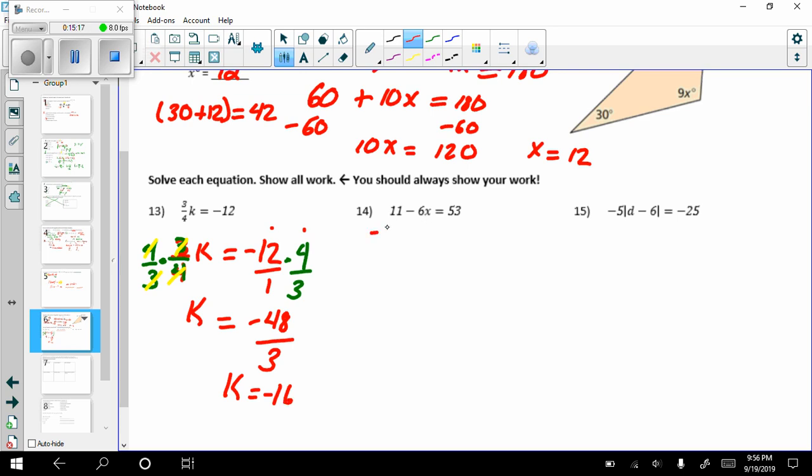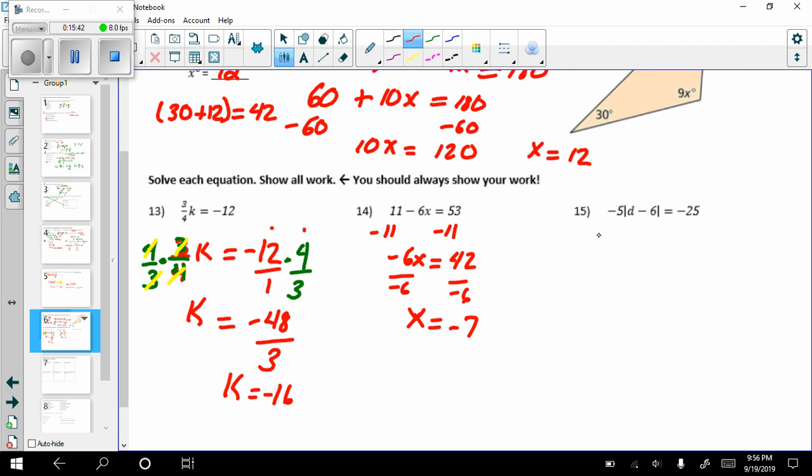Right here, we are going to subtract 11, subtract 11. I get negative 6x equals 42. Now I divide by negative 6, divide by negative 6, so x equals negative 7. A whole bunch of people said positive 7. I'm not sure what happened to the negative sign, but I gave it to you guys.